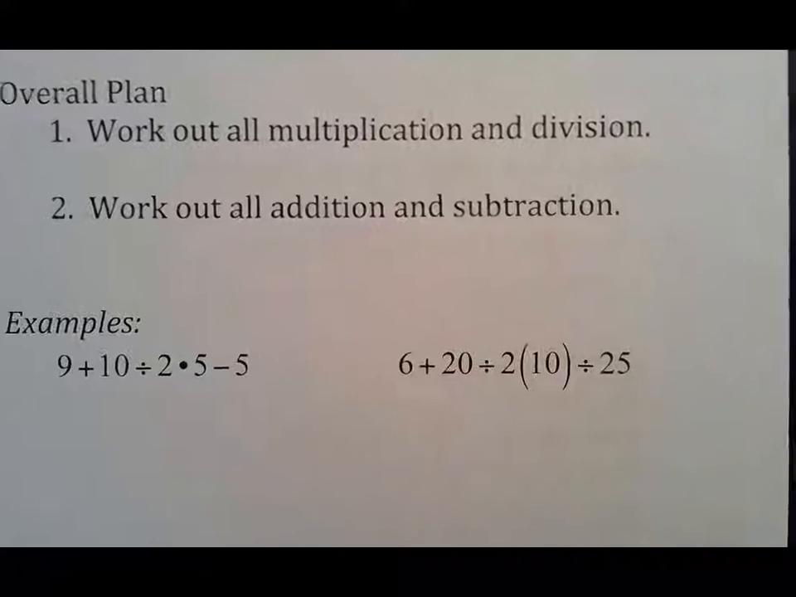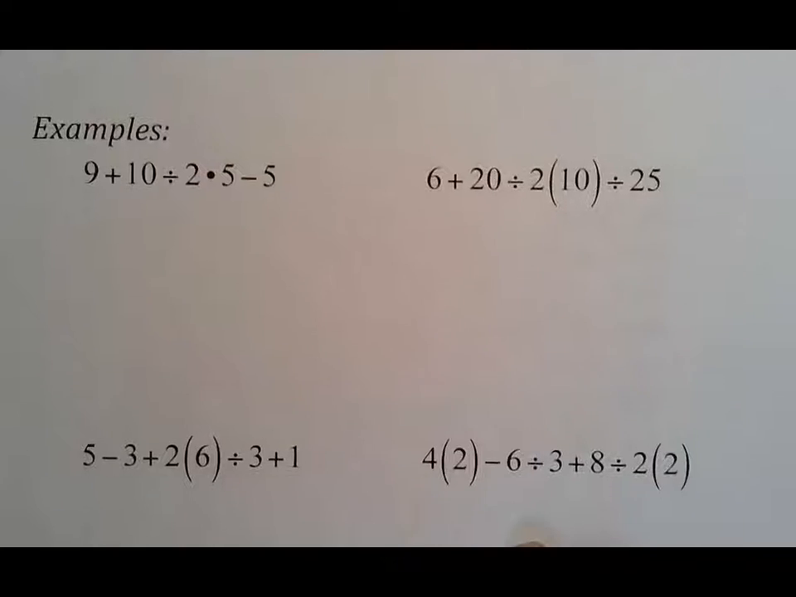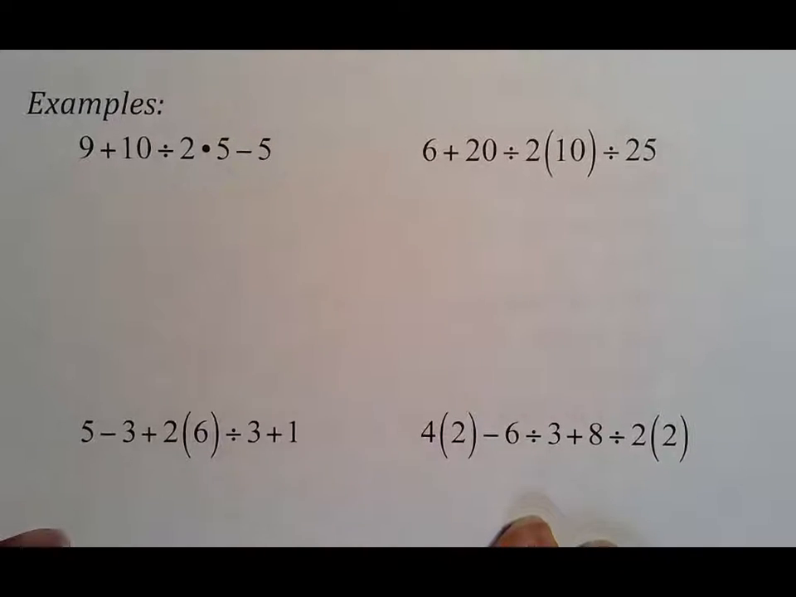So let me make sure I didn't do that wrong. There you go. Okay. So your overall plan, in general: work out every single multiplication and division first. Then work out all your addition and subtraction. And again, it's not hard. It's just a matter of whether or not you will slow down and actually try to understand what's going on.